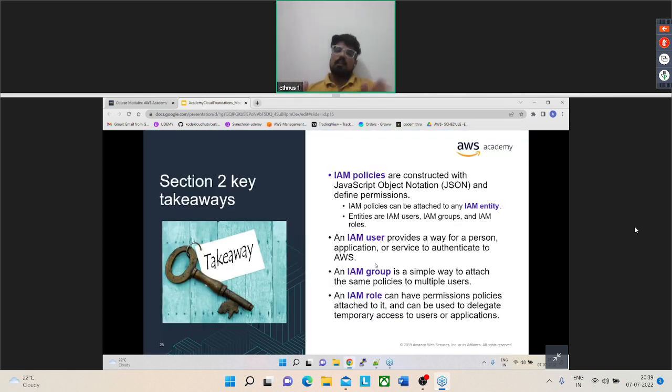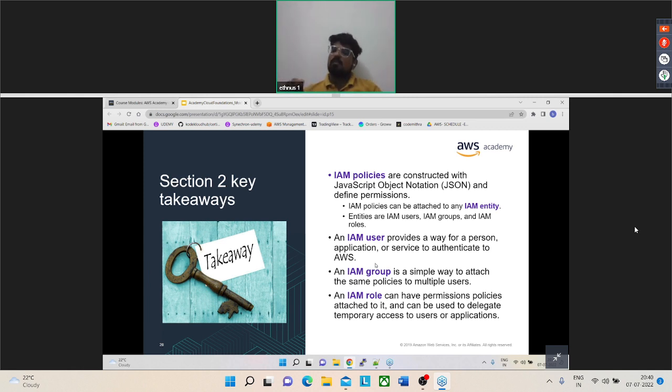Okay, let's take the key takeaways of section 2. It was a very informative section, with a lot of good concepts which are very useful if you're working in AWS. IAM policies are constructed with JavaScript Object Notation. I told you it is a JSON format, where you're defining the permissions. IAM policies can be attached to any IAM entity: user, group, or role. Entities are IAM user, group, and roles.